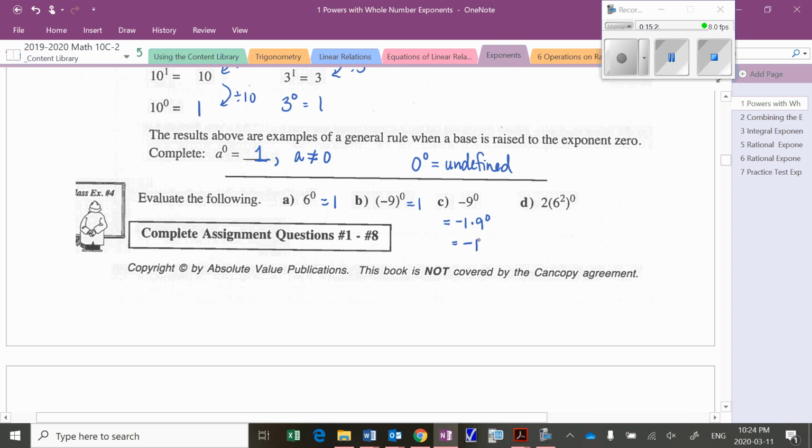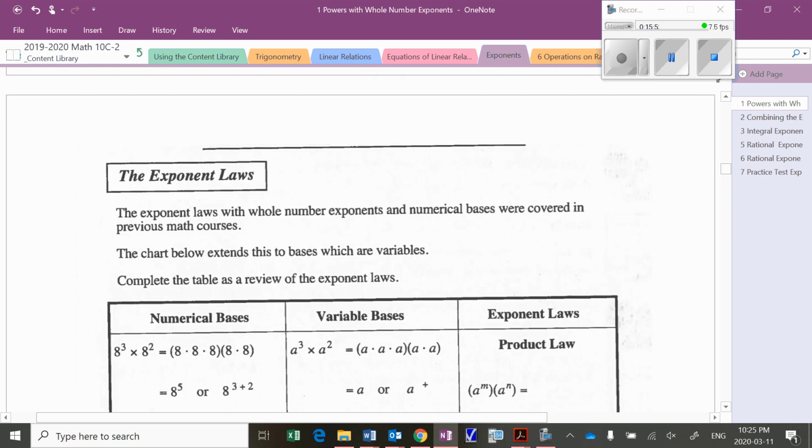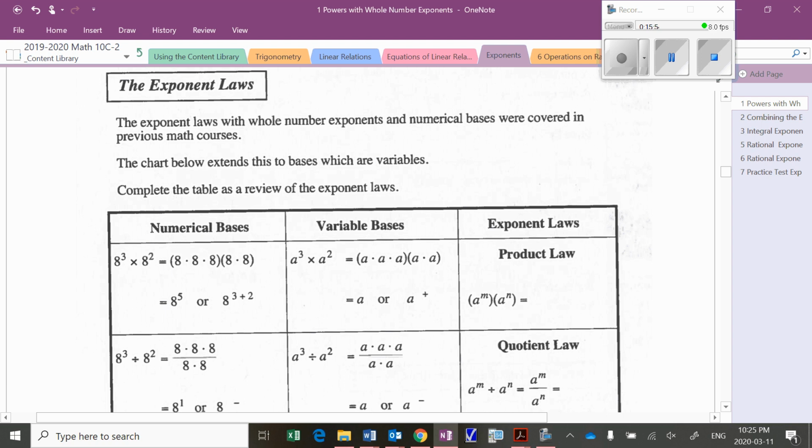So paying attention to what our base is. In this particular case, 2 times 6 squared, we don't actually need to know that that's 36. Obviously, I know that you all do, because the exponent 0 is on the outside, the base is not 0, so I know that this whole piece right here is just simply 1, so then 2 times 1 is simply 2.